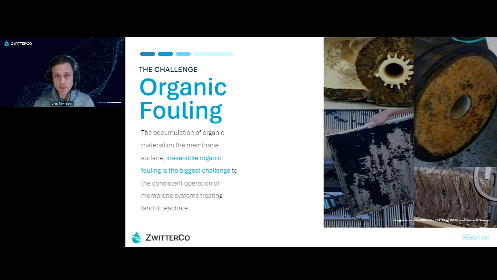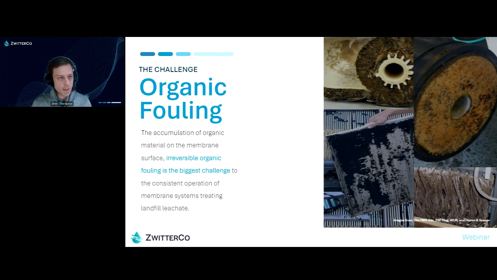So that leads us into the big challenge of treating landfill leachate with spiral wound membranes, which is organic fouling. Organic fouling is a big issue. It happens when you have organic material that accumulates on the surface of the membrane. It'll impact operation because it'll cause your pressures to increase, your flux to decline, and ultimately you could have irreversible organic fouling where it can't be removed.